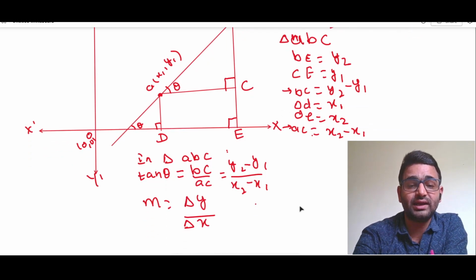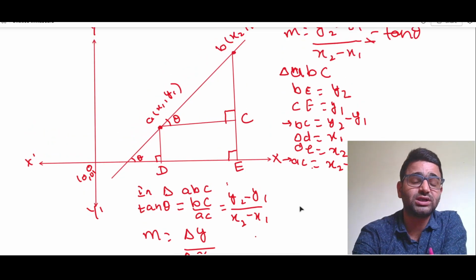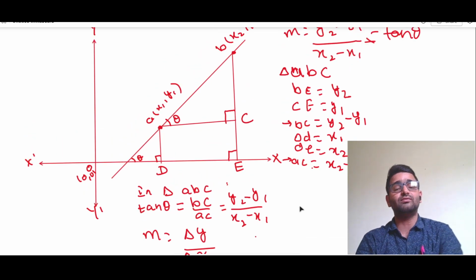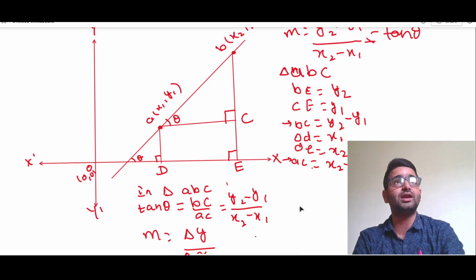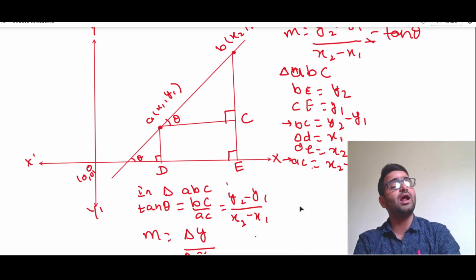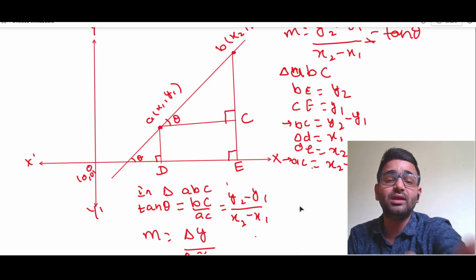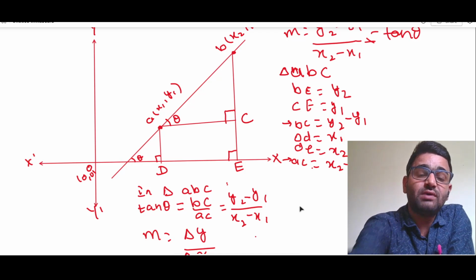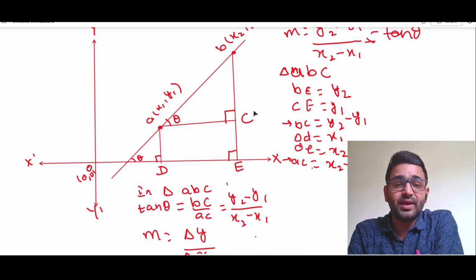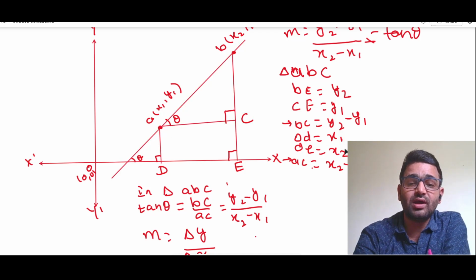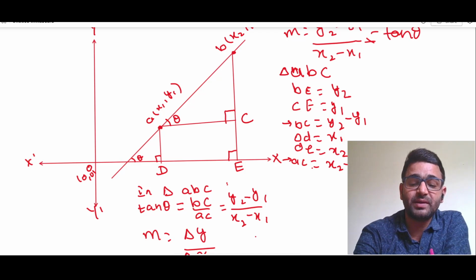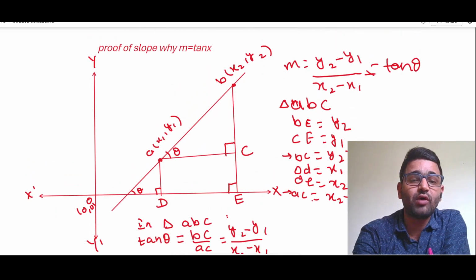That's why we only use tan theta, not sin theta or cos theta, because sin theta and cos theta will give us the relation with the hypotenuse and the perpendicular and base. So we need here perpendicular and base only. That's why we are using tan theta. I hope you have understood it well. I have explained each and every point of it.